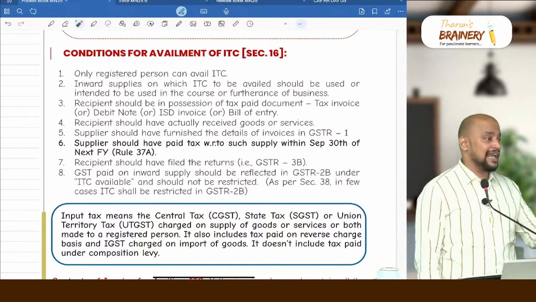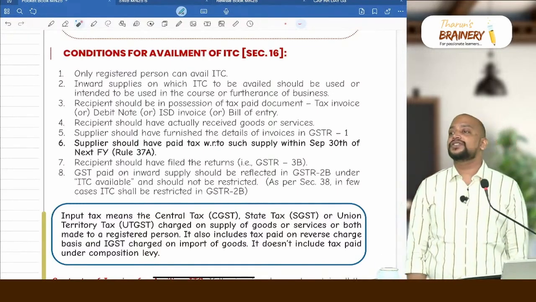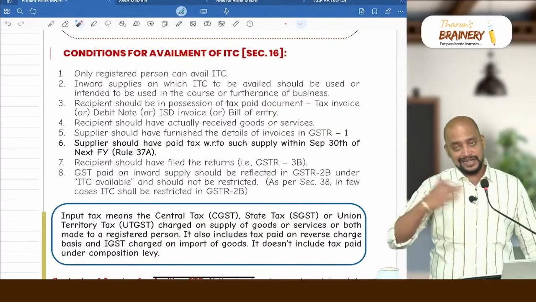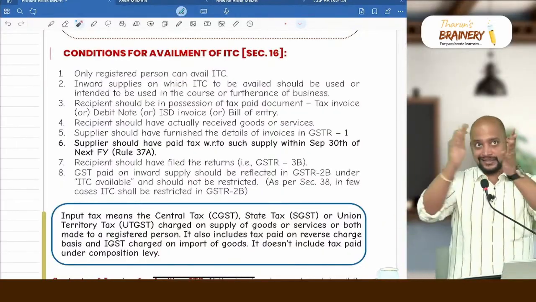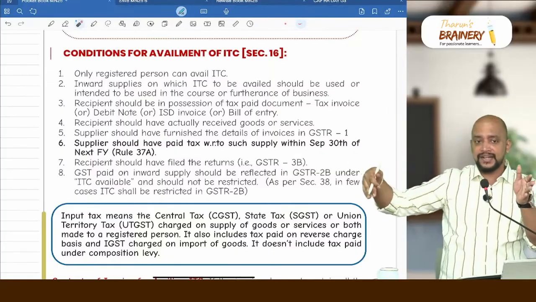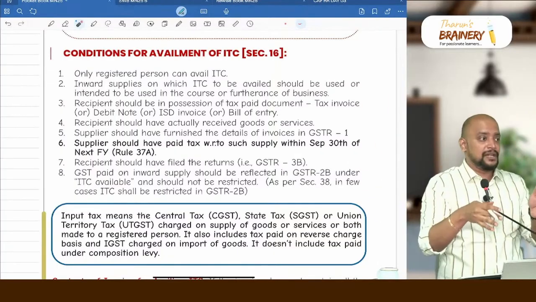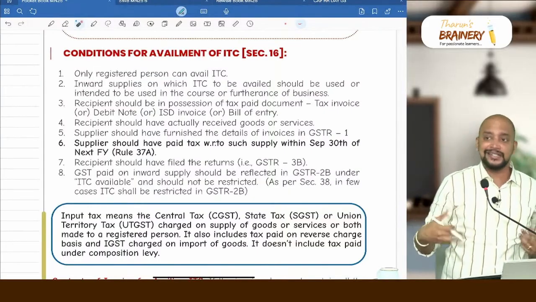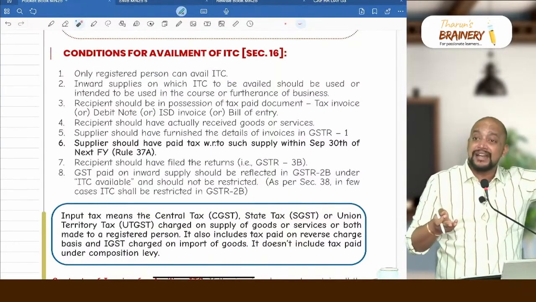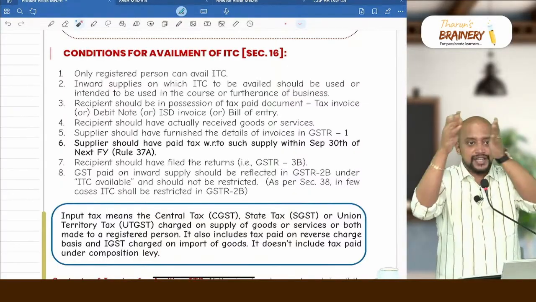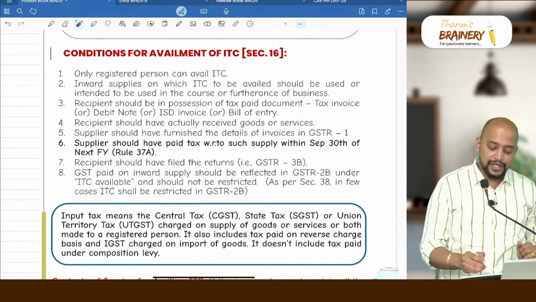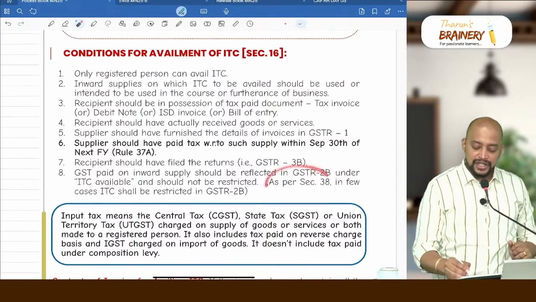Because of section 38. This section 38 covers contraventions done by the supplier, because of which in GSTR 2B, as I told you, there are three columns: ITC available, ITC not available and ITC reversal. So it should come in the ITC available column, then only we will be able to take ITC. If it is in ITC not available, it means the supplier filed GSTR 1 but made some contraventions, because of which it is coming in ITC not available. So we will not be able to take ITC. What are those contraventions? That is given in section 38.